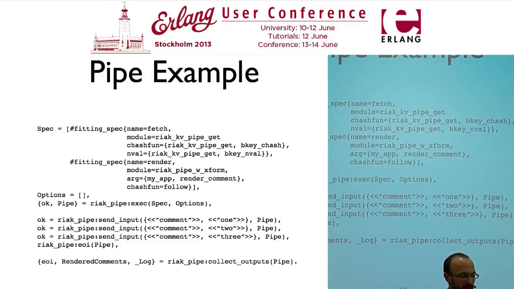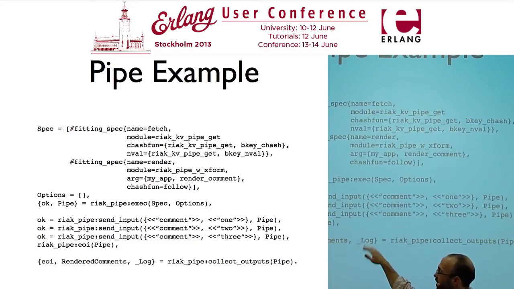All we have to do to start the pipe is tell Riak Pipe that this is a pipe we're going to use. This is kind of like creating an ets table. It's going to go create some metadata somewhere and give back a handle to the pipe that we'll use to send inputs to the pipe.